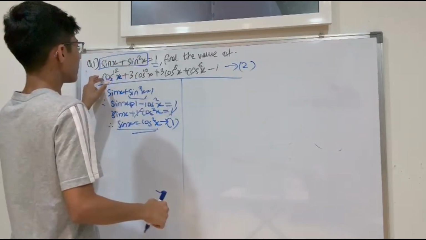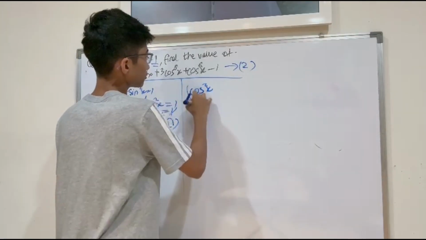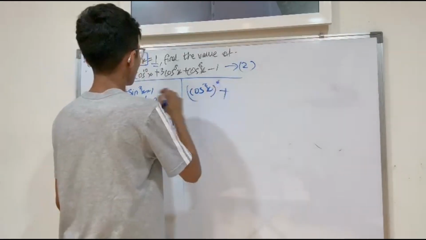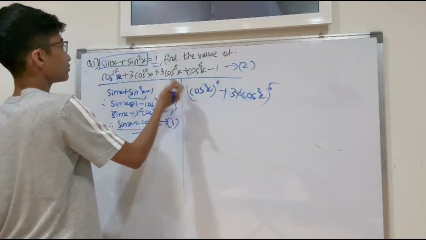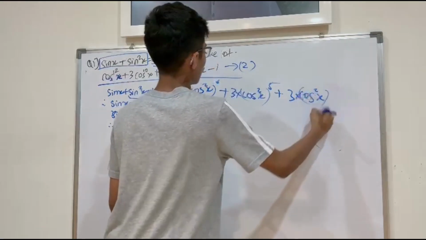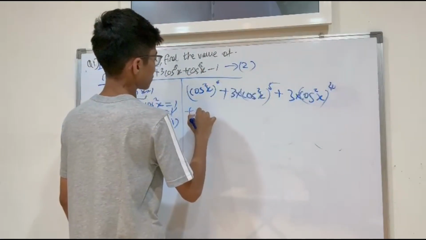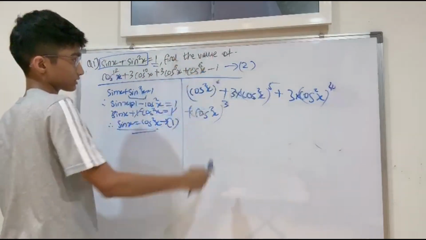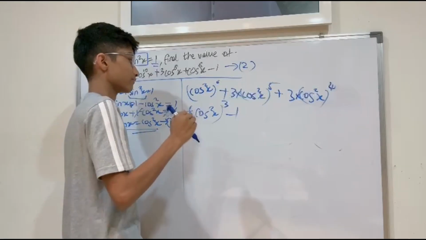So here we can see that cos raised to 12x can be written as cos square x to the power 6, because 2 and 6 multiply to give us 12. Plus 3 into cos square theta to the power 5, since 5 into 2 is nothing but 10. Plus 3 into cos square x to the power 4, since 4 into 2 gives us 8. Plus cos square theta to the power 3, because 3 into 2 gives us 6. And minus 1. We don't write it down as anything. We don't use any identity or whatever.